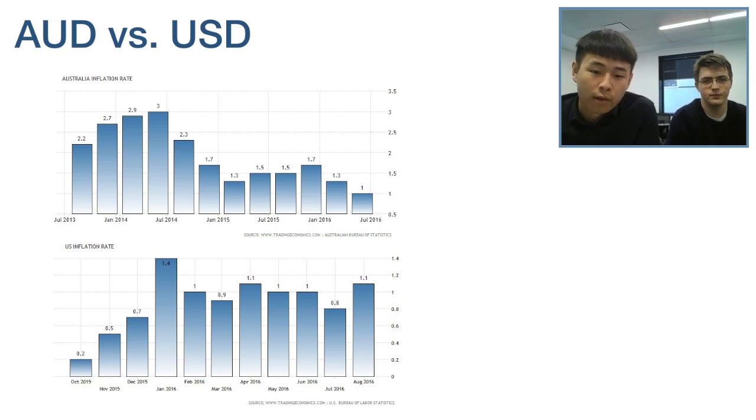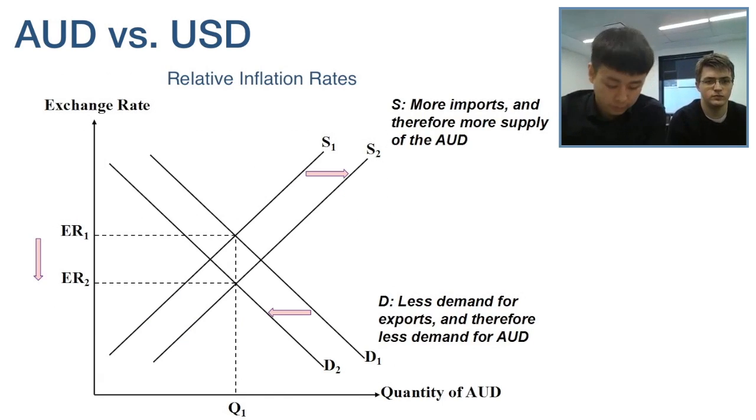By looking at the graph, we can see the inflation rate in Australia in July 2016 is 1.0%, while in the US it is 0.8%. So Australia has a higher inflation rate than America. As a result, the products in Australia are more expensive. This will have a two-fold effect.